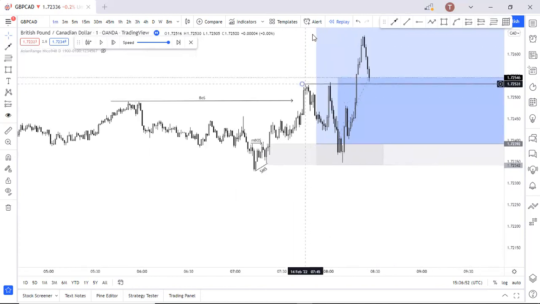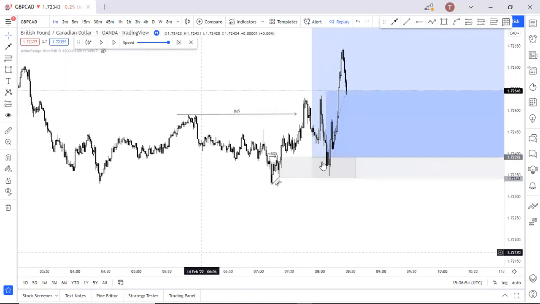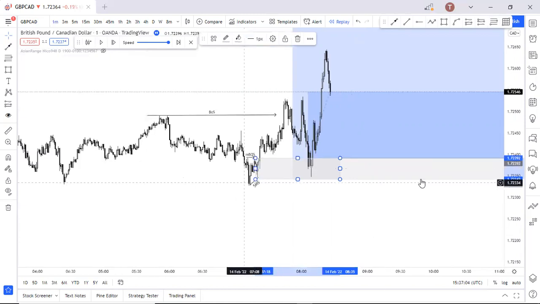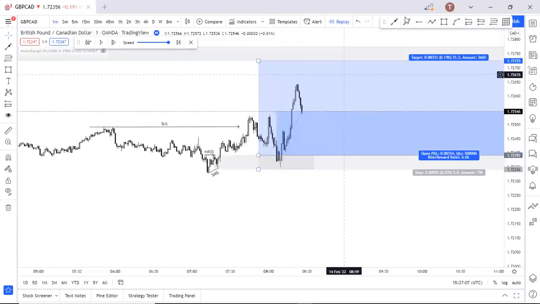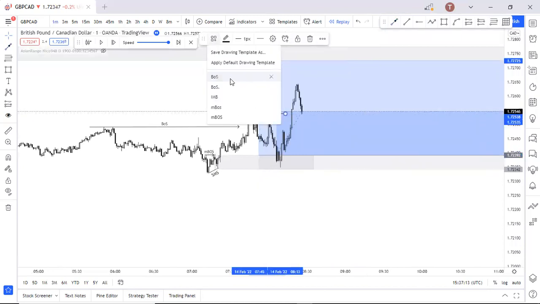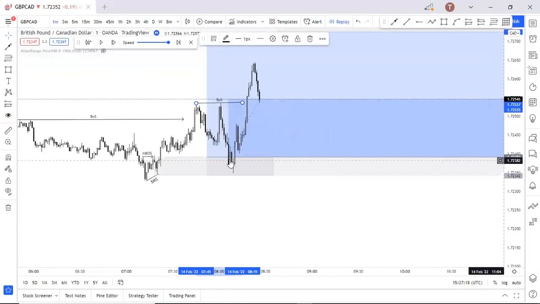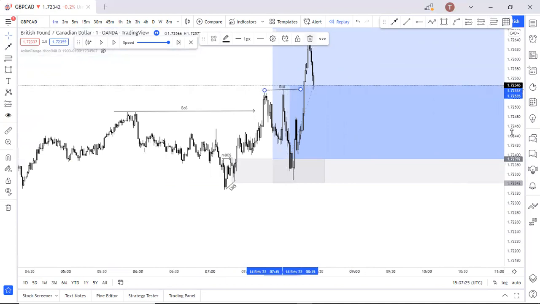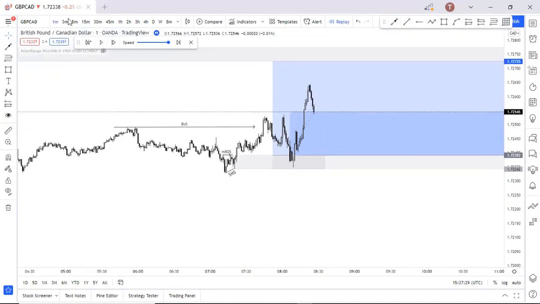So I got tapped in perfectly. Price came, mitigated this, filled this imbalance, and mitigated this demand zone and price went all the way up. We broke structure again right here. We had a break of structure right here, and price came back to mitigate this imbalance fill, but I didn't take that. I just allowed this to play.